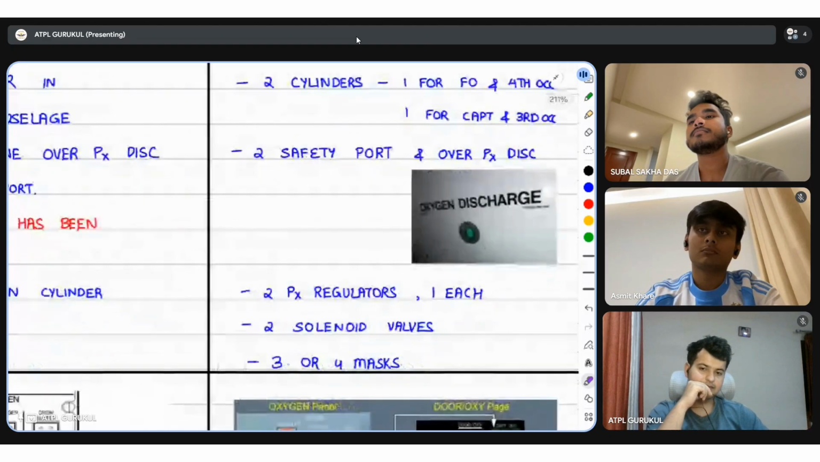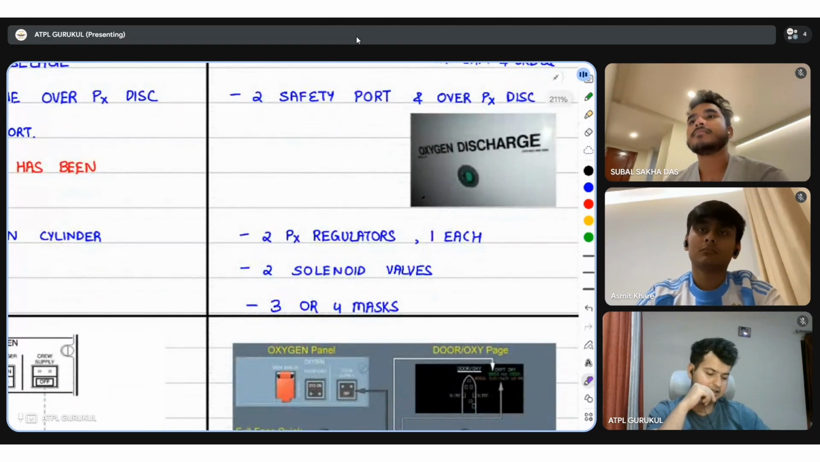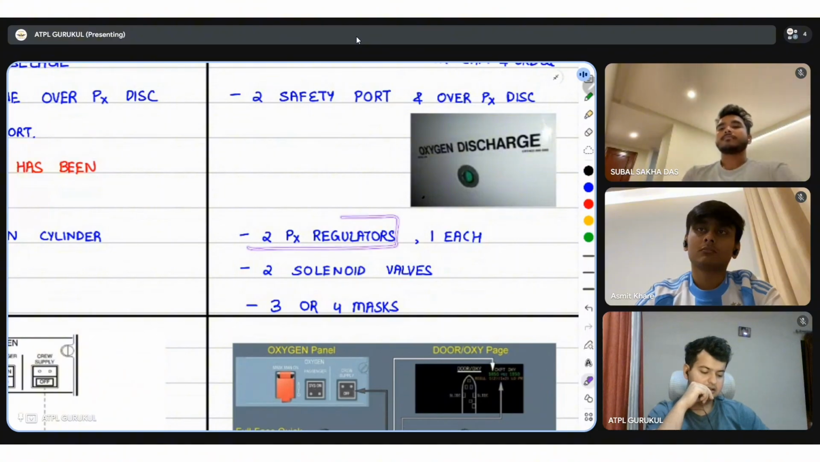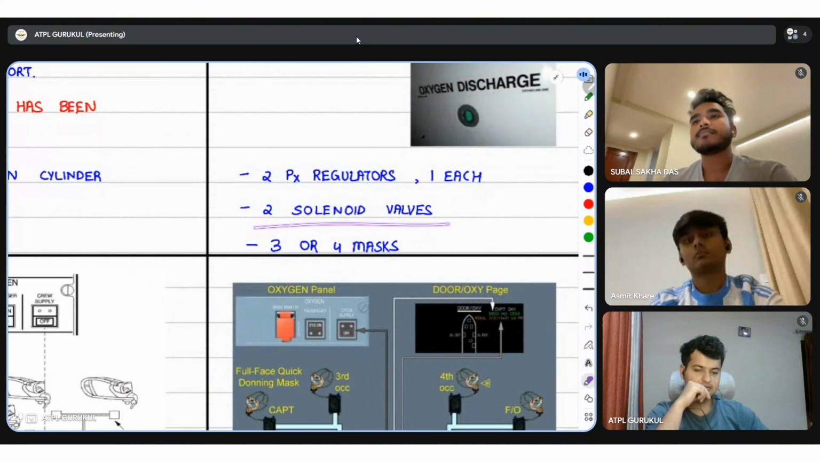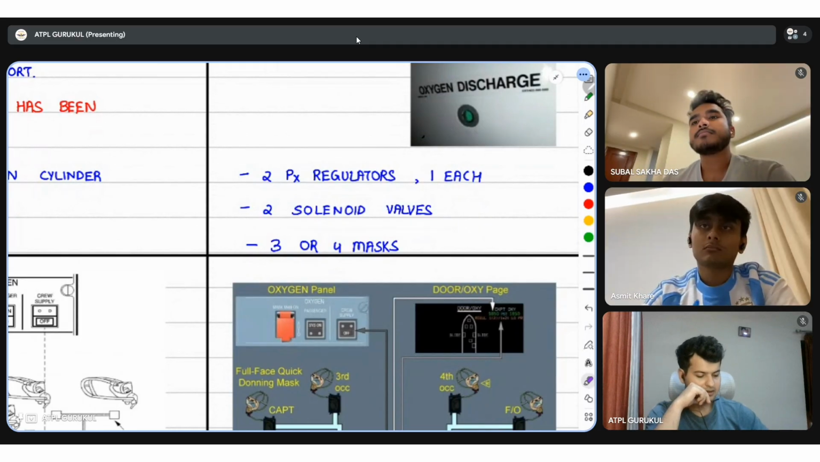Thermal expansion and overpressure. Because there are two oxygen cylinders, each of the oxygen cylinders has a pressure regulator. So there are two pressure regulators and you have two solenoid valves. There can be up to 3 or 4 masks.